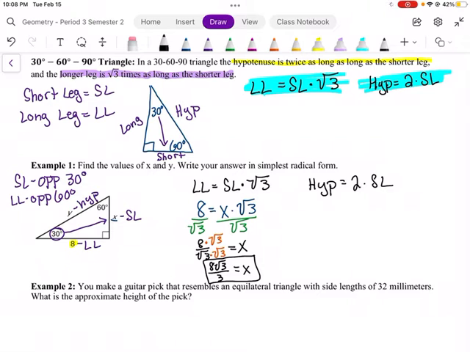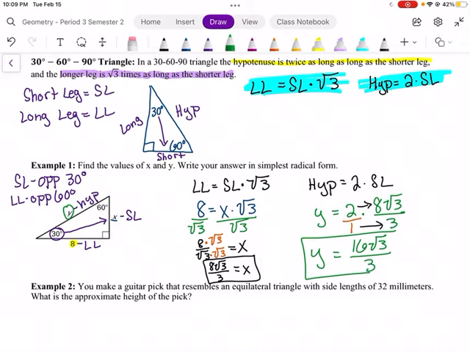Now we can use that information to figure out what our hypotenuse is. So our hypotenuse is represented by y. We already labeled that. And we're going to take 2 times the short leg, which we just found was 8 square roots of 3 over 3. When you have a whole number being multiplied by a fraction, remember you want to change it into a fraction. So the 2 we're going to put over 1, so we have a fraction times a fraction. And you're just going to multiply straight across. So for this, you're going to take 2 times 8, which is 16 square roots of 3, all over 1 times 3, which is 3.